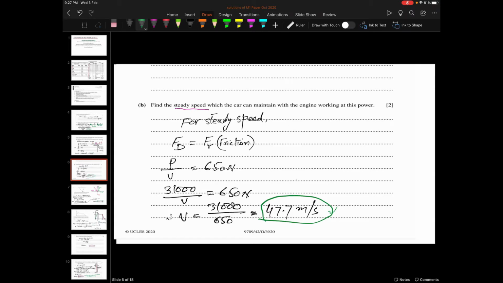So 31,000 watt upon V is equal to 650 Newton, and V is equal to 31,000 upon 650, which is equal to 47.7 meter per second.